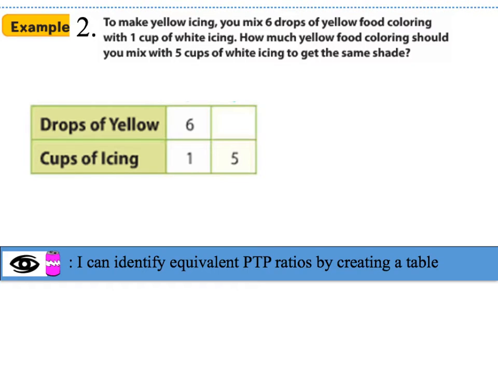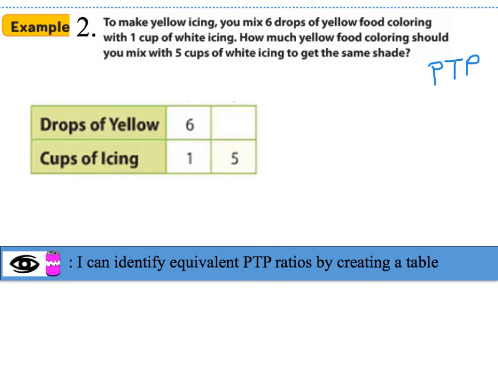So for example 2, the problem says to make yellow icing, you would mix 6 drops of yellow food coloring with 1 cup of white icing. So take note, those are 2 different items, so we know that this is a part to part, because yellow food coloring and cup of icing are 2 separate things. They want to know how much yellow food coloring should you mix with 5 cups of white icing to get the same shade. Because if you don't put the same amount of yellow food coloring with the same amount of icing, then you won't get the same exact color.